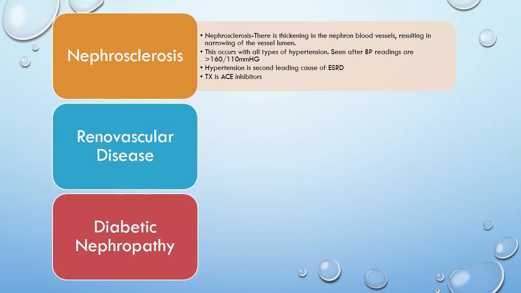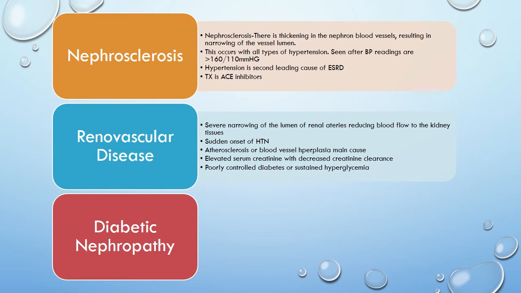Nephrosclerosis is a thickening in the nephron blood vessels resulting in narrowing of the vessel lumen. This occurs with all types of hypertension. It is seen after the blood pressure readings are greater than 160/110. Hypertension is the second leading cause of end-stage renal disease. Treatment is usually ACE inhibitors.